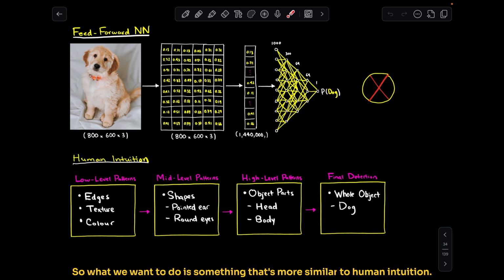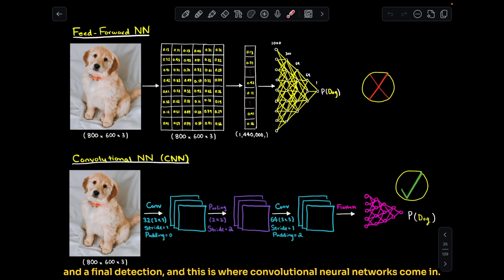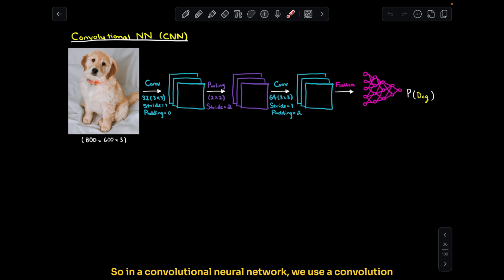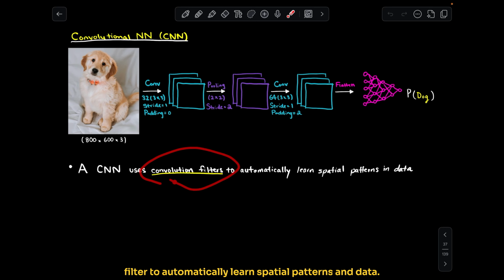So what we want to do is something that's more similar to human intuition. So where we have low-level patterns, mid-level patterns, high-level patterns, and a final detection. And this is where convolutional neural networks come in. So in a convolutional neural network, we use a convolution filter to automatically learn spatial patterns in data.